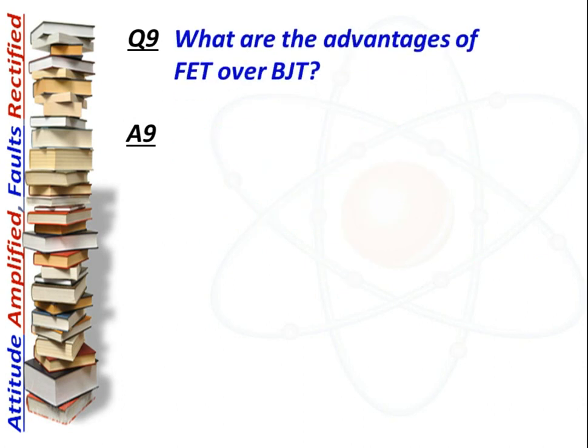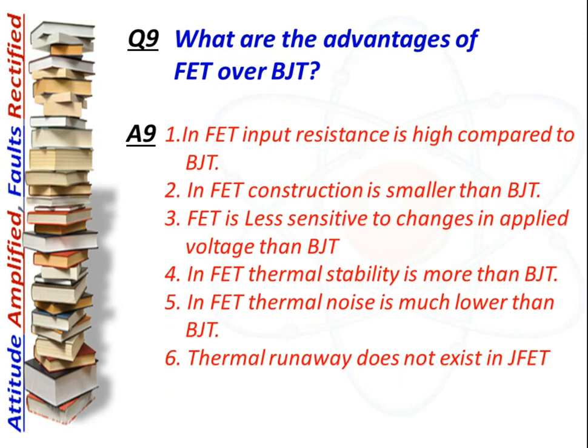Next question. What are the advantages of FET over BJT? Answer: in FET, input resistance is high compared to BJT. In FET, construction is smaller than BJT. FET is less sensitive to changes in applied voltage than BJT. In FET, thermal stability is more than BJT. In FET, thermal noise is much lower than BJT. And thermal runaway does not exist in JFET.